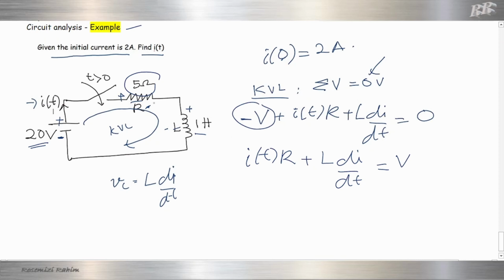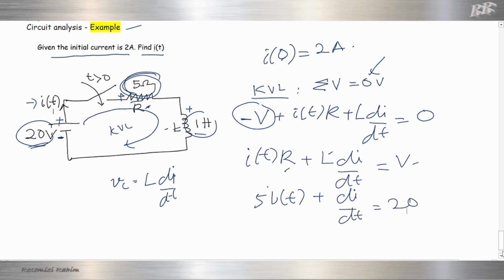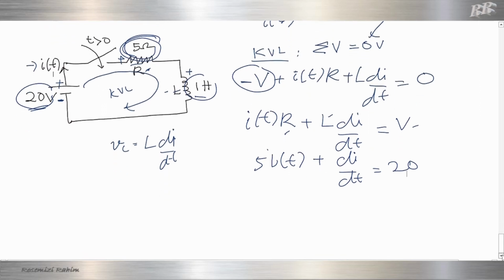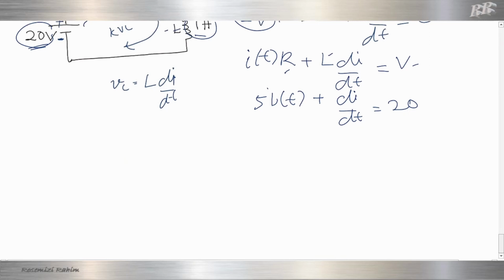Next, just replace the values of R, L and V, with R is 5 ohms, V is 20, L is 1. So we get 5 i(t) plus 1 times di over dt equal to 20. This one is in time domain. So we have a differential equation here in the time domain.